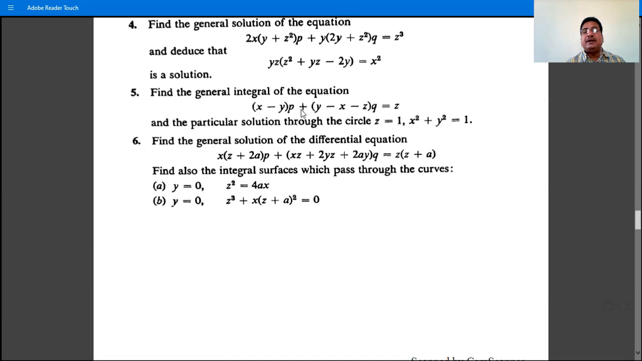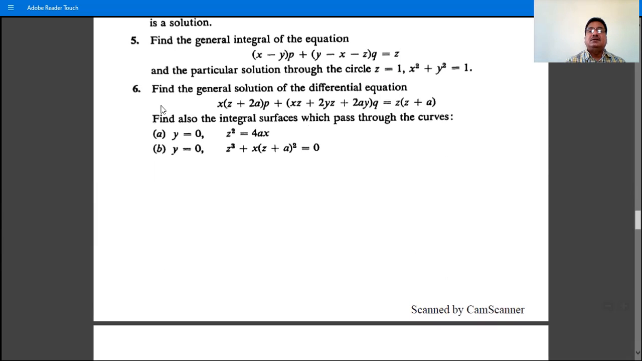And then we have to find the integral surface passing through the circle z = 1. That is, substitute z = 1 and x² + y² = 1. That is, substitute x as cos t, y as sin t. Then again the same type of problem.